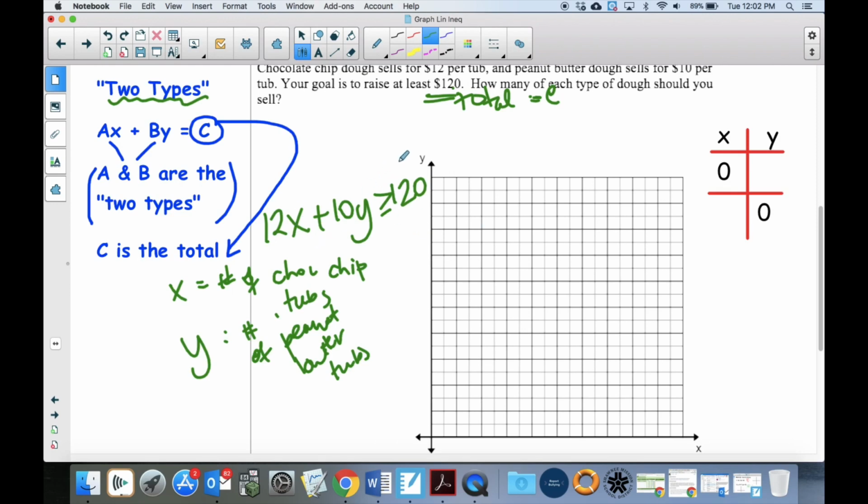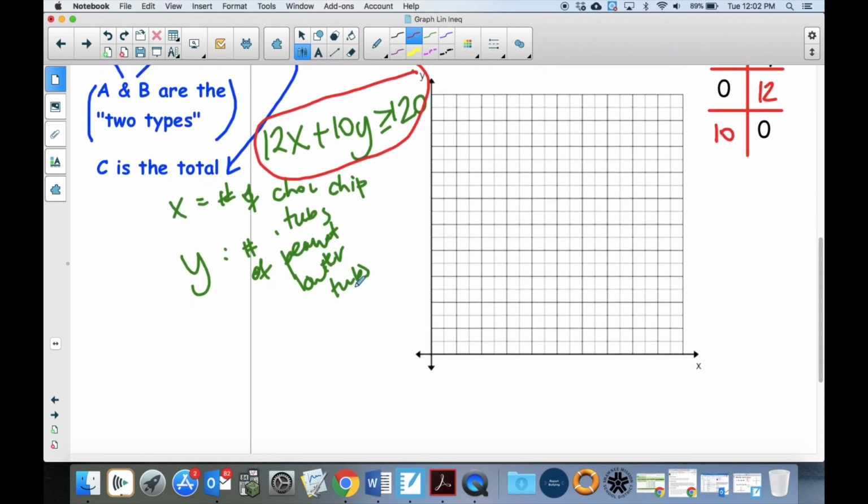Looking at this equation, we need to graph it. So we need to think about how we're going to graph it. It is in standard form, so if we come over here to the right, I think that the table of values with the zeros is going to be a pretty good way to do it. We're going to cover up that x, and we're going to take 120 divided by 10, which is 12. We're going to cover up the y and take 120 divided by 12, which is 10.